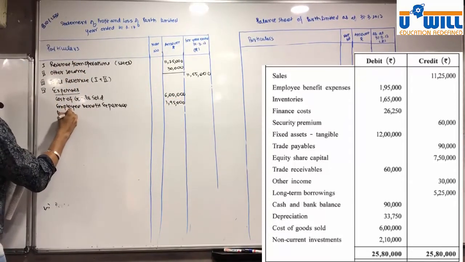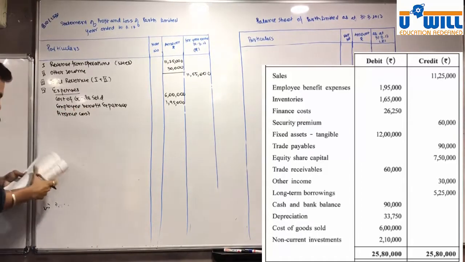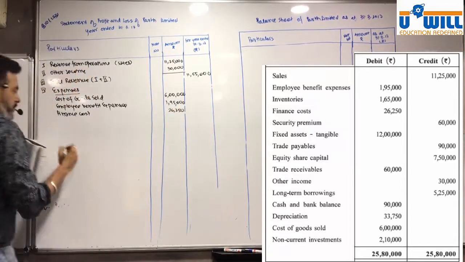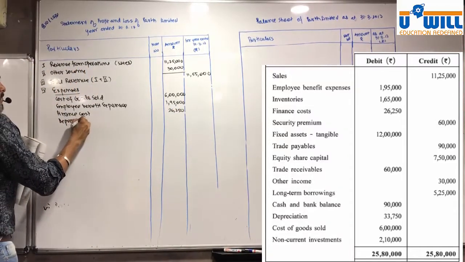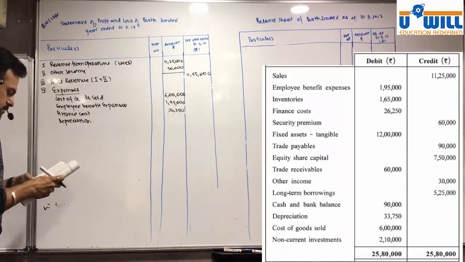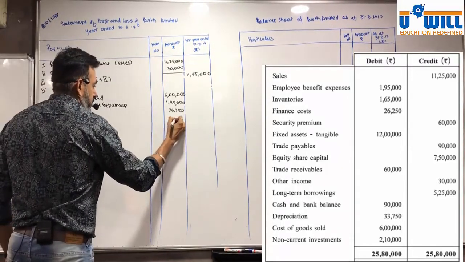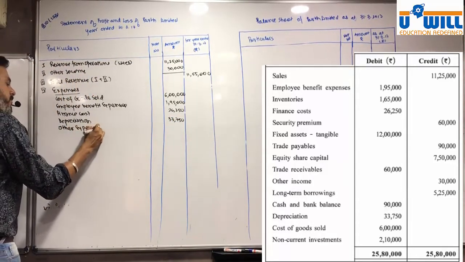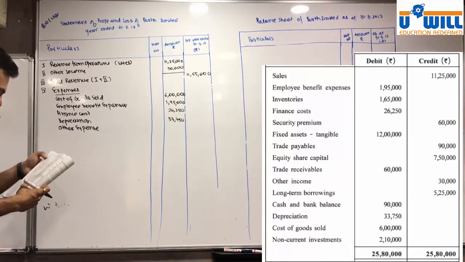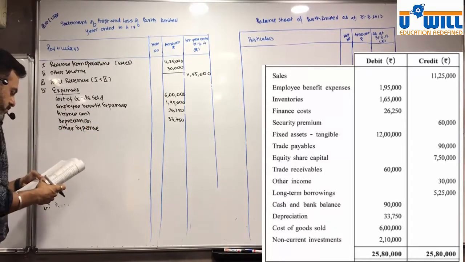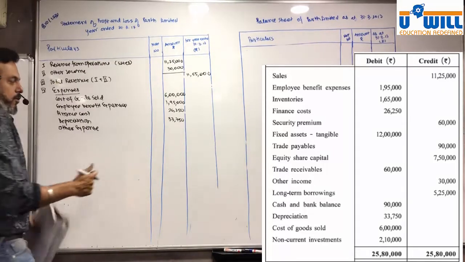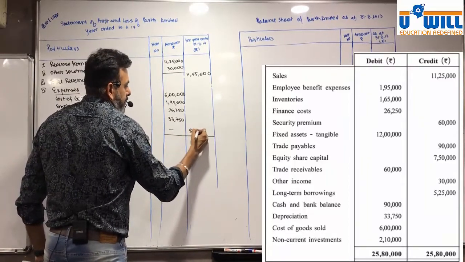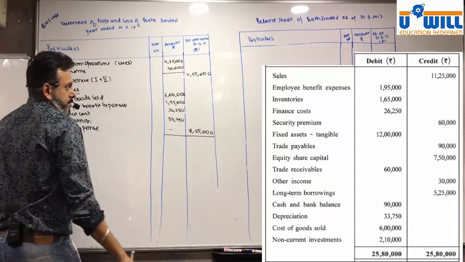Finance costs, $26,250. Depreciation, 33,750. Other expense. Do we have other expense? No. Total 8,55,000. 3 lakhs.